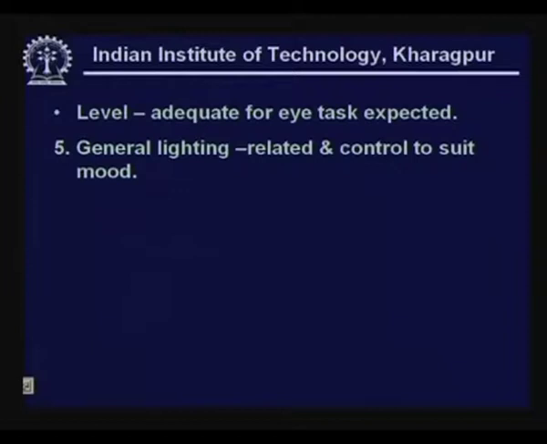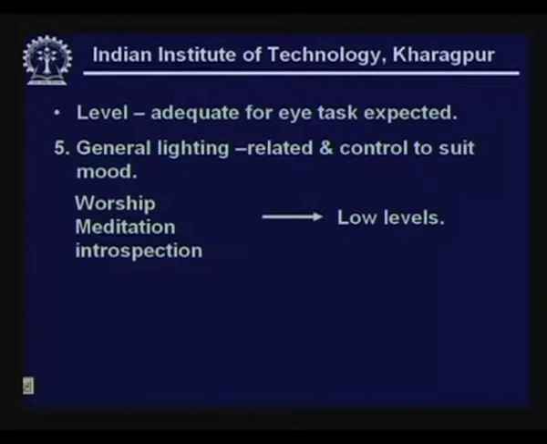The general lighting, as already brought out, is related and it is controlled. In fact, there is no control for the local lighting, it is an intense light of required level for that particular task. General lighting can have illumination level altered depending on the mood. Now, here we have grouped the applications into different groups. The first group which we are looking at is what requires very low levels. It could be for say worship, meditation, introspection.